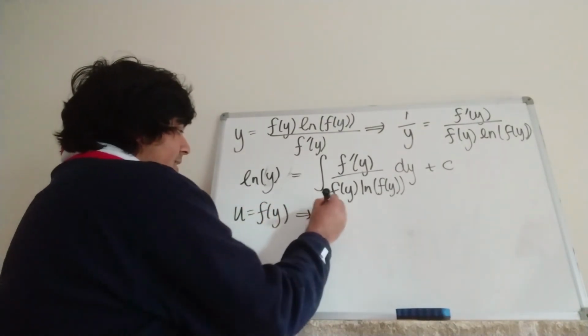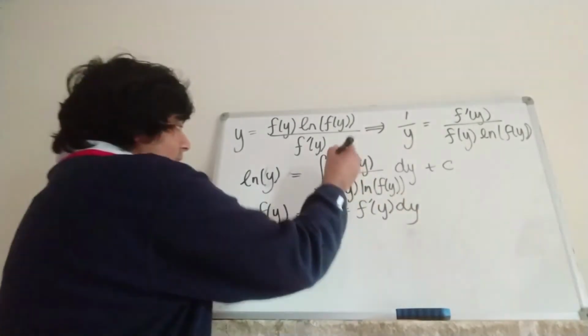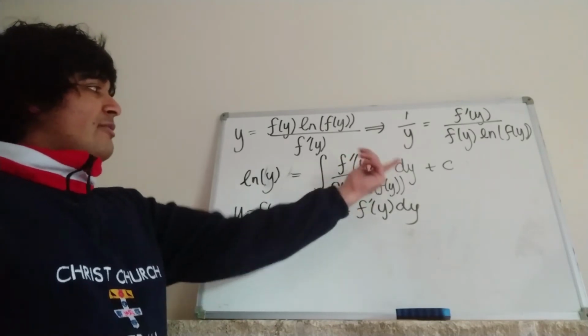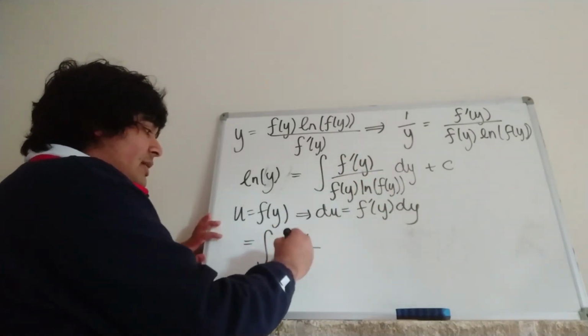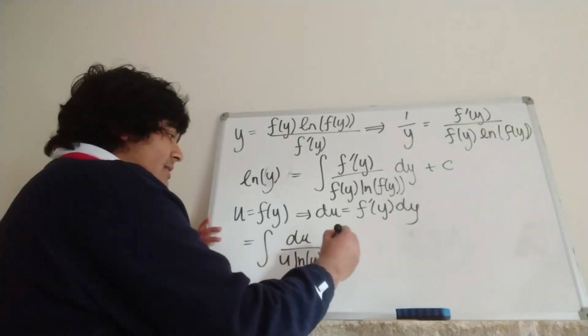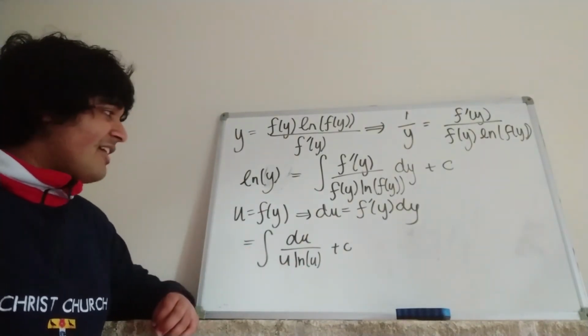Then that of course means that du is equal to f prime of y dy. So this integral here just becomes the integral from, well, f prime of y dy is just du. And then on the bottom we've got f of y, which is u, times ln of f of y, which is just ln of u. Okay, and then plus c. But of course we have to evaluate this integral now. And again, we're going to do a further substitution.